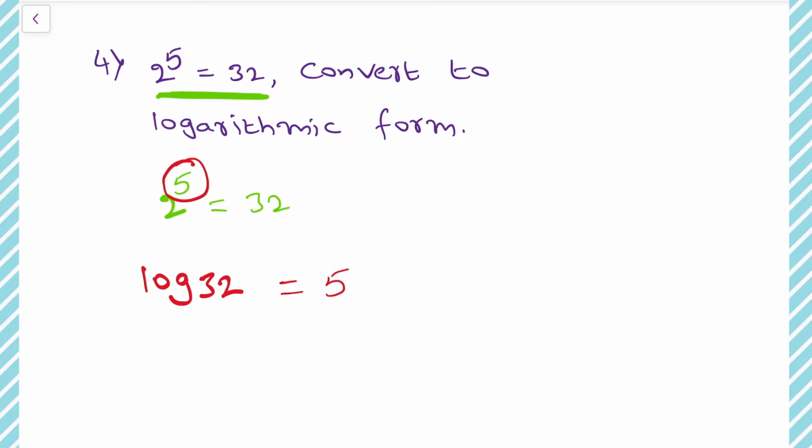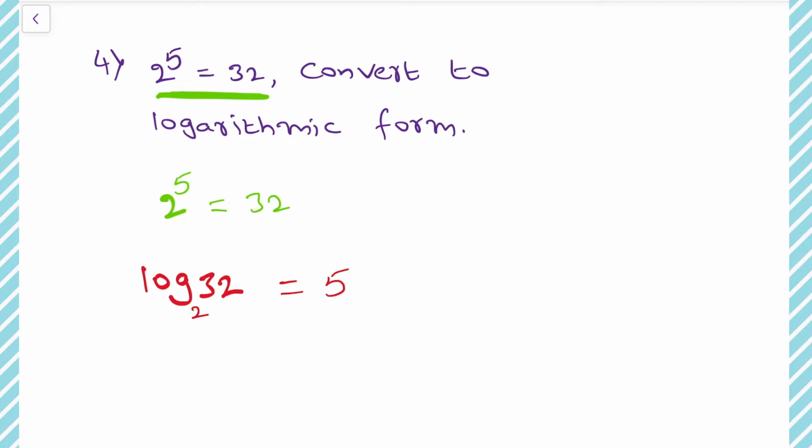Now, in the given question, we have 3 numbers completely. One is 32, which we already wrote, and power 5, which we also wrote, and the remaining is base 2. So base 2 is remaining, right? That base 2 you write here as the base as usual. So exponential form is given as 2 power 5 equals 32, and the logarithmic form for that is log 32 base 2 is equals to 5.